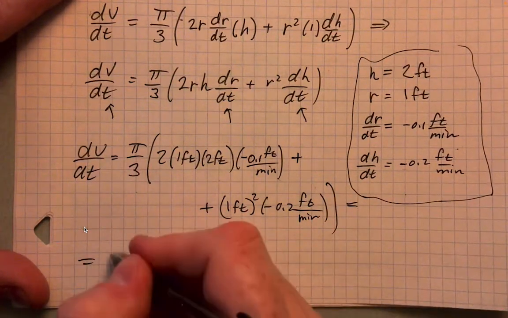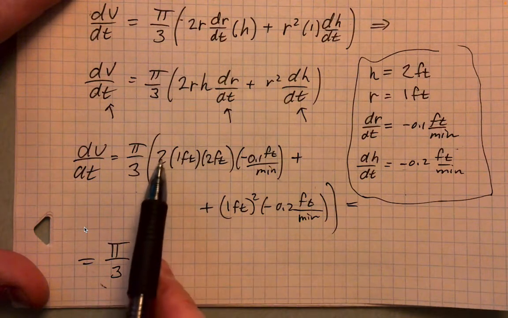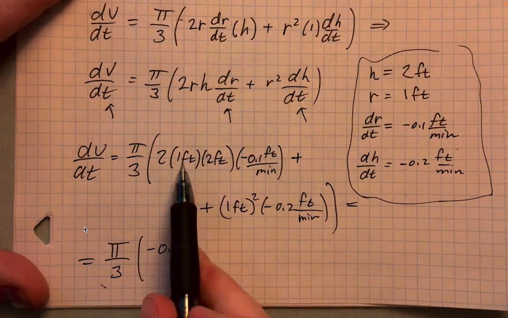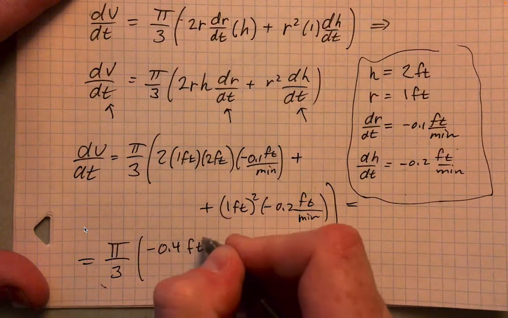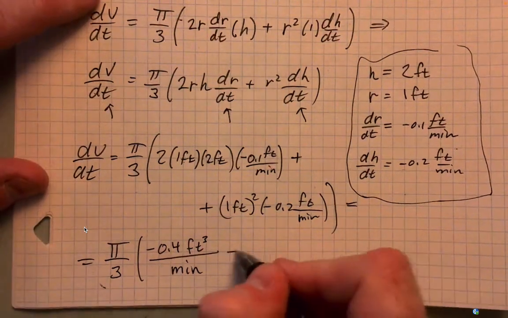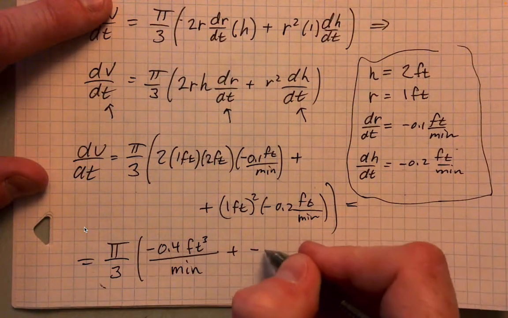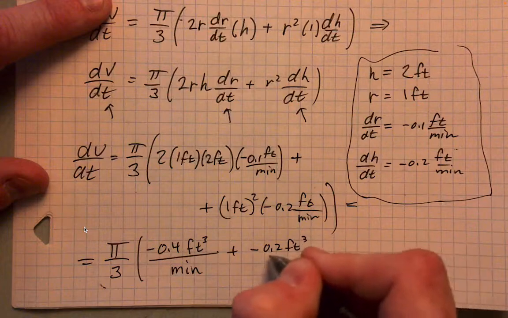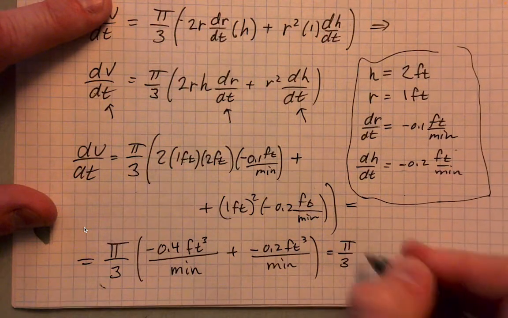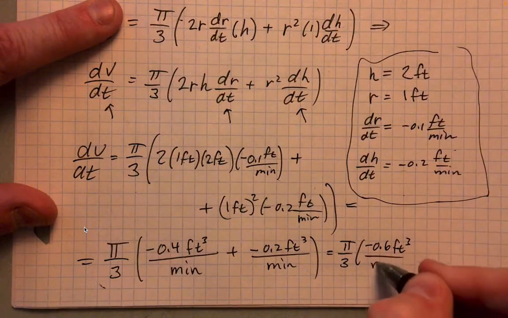All right, and so we can clean this up, run through some of these numbers. So this would be 2 times 1 times 2, so you get 4, and then times negative 0.1, so it'd be negative 0.4. Now what's the feet? That's cubic feet. That's looking good, because we're talking about a volume, so cubic feet makes sense. And then over here you've got 1 foot squared times negative 0.2 feet, so that's going to be negative 0.2 feet cubed per minute. And so you get pi over 3 times negative 0.6 cubic feet per minute.